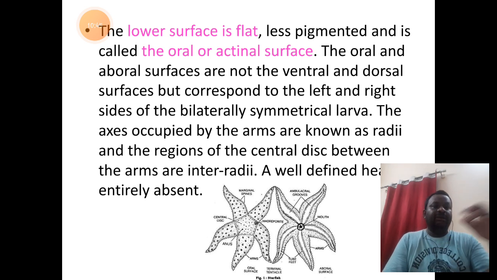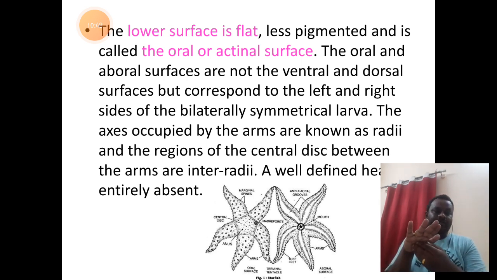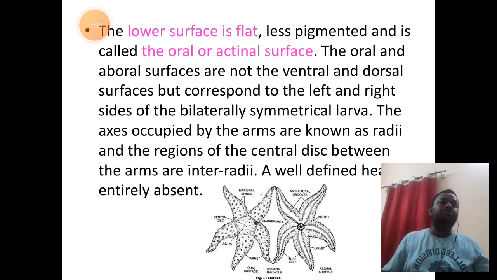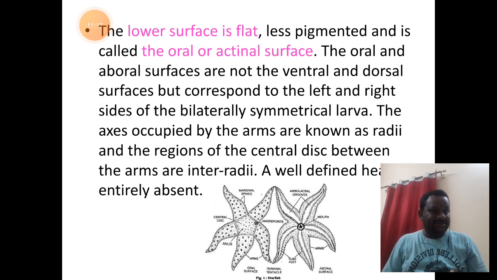Now, from each of the sides of the pentamerous or pentagonal central disc, you find 5 radiating arms. How are the arms? The part of the arm that joins the central disc is said to be the basal part. The base of the arm is generally thicker and wider. As it moves towards the end, it becomes tapering. So, the arms show a broader base and narrowing, tapering ends.